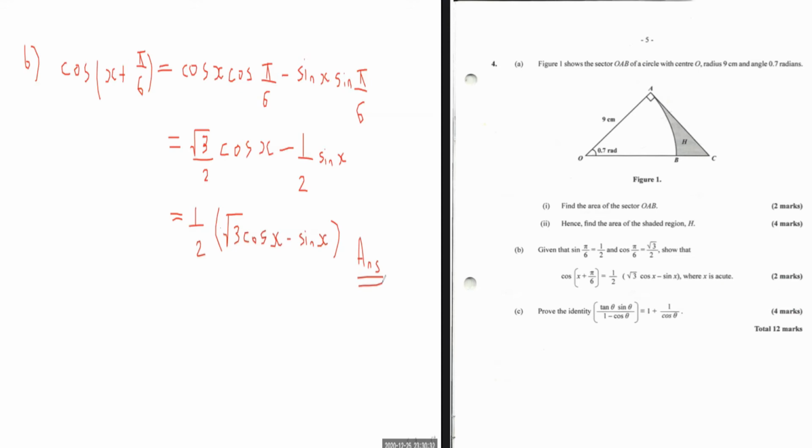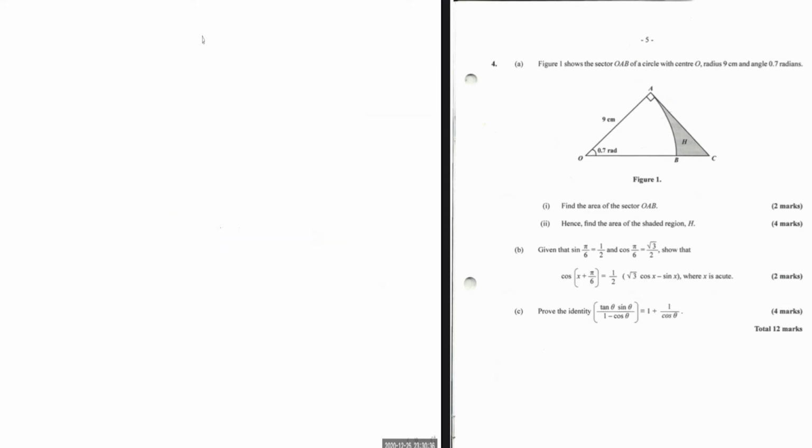Now we have part C to do. Let's have a look at part C. So for part C, it says prove the identity tan theta sine theta over 1 minus cos theta is 1 plus 1 over cos theta. Let's go ahead and do this.